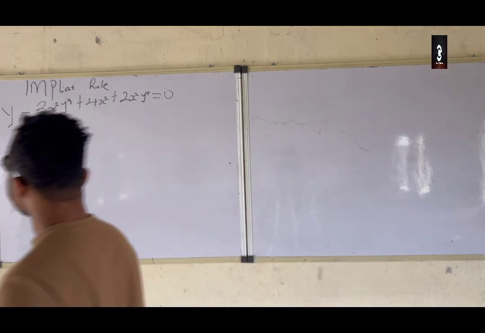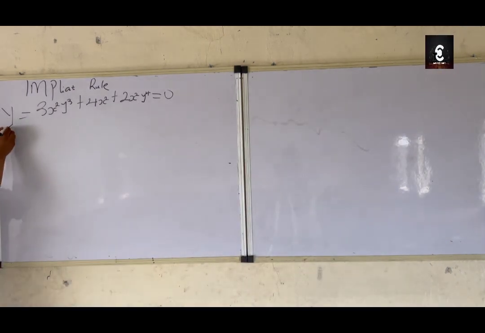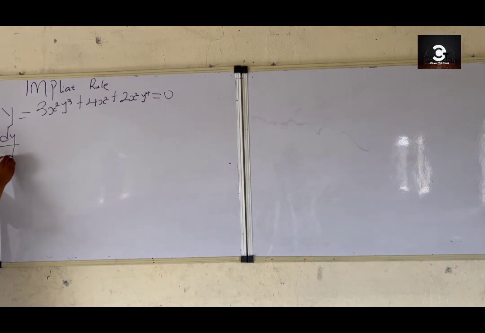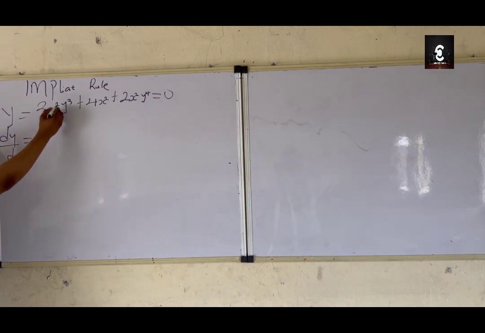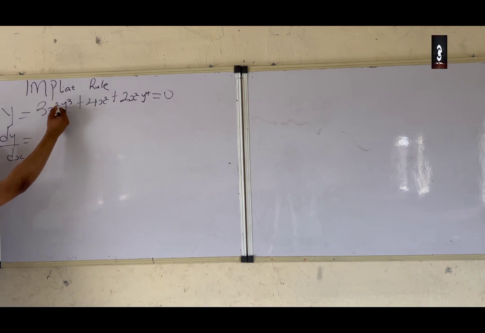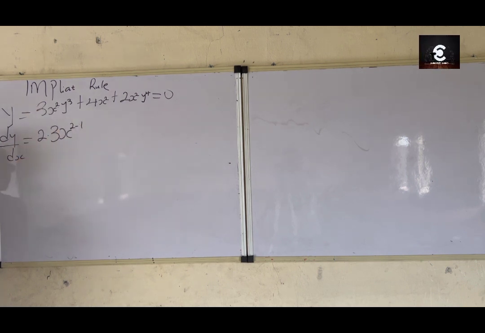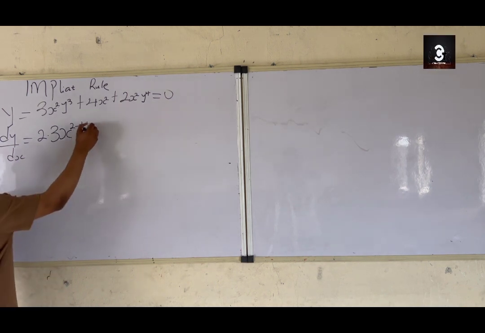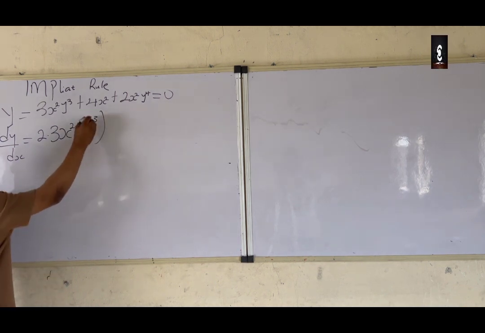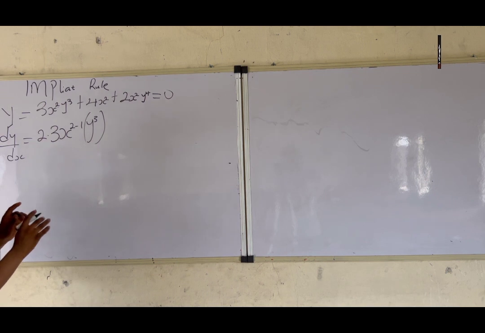First thing, I will say dy over dx. What will it be? I will differentiate x and keep y constant. What is the power of x? 2. So it will be 2 times 3x to the power of 2 minus 1. Then, as I'm differentiating x, I will keep y raised to power 3 constant, which means I am not touching y raised to power 3.